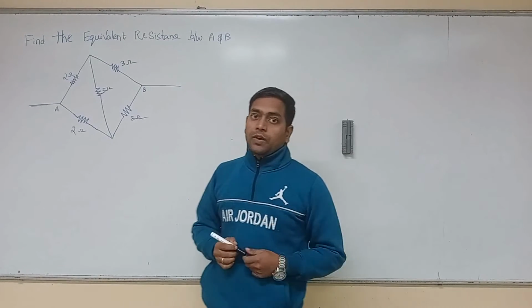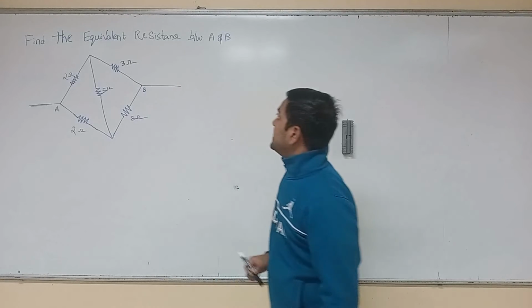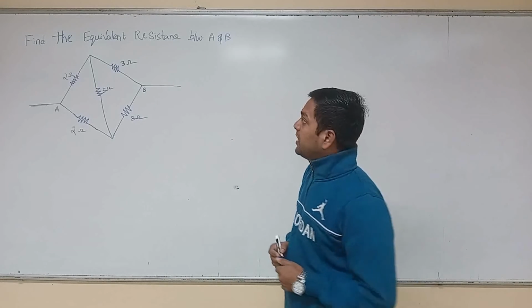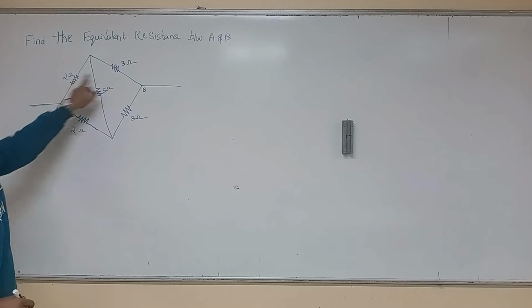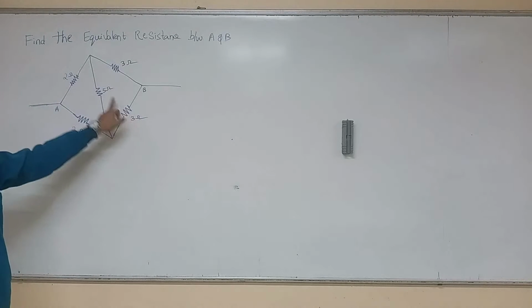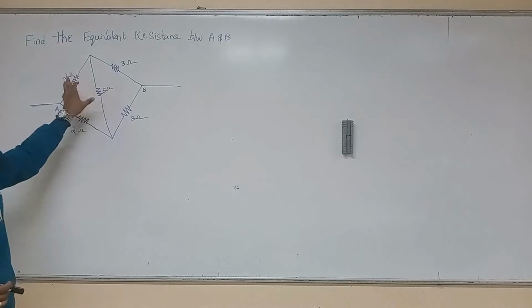Hi, today we will learn a short trick of finding the equivalent resistance between A and B. Here we have resistances of 2 ohms, 3 ohms, 2 ohms, 3 ohms and 5 ohms. By using the Wheatstone bridge we can find it out easily.